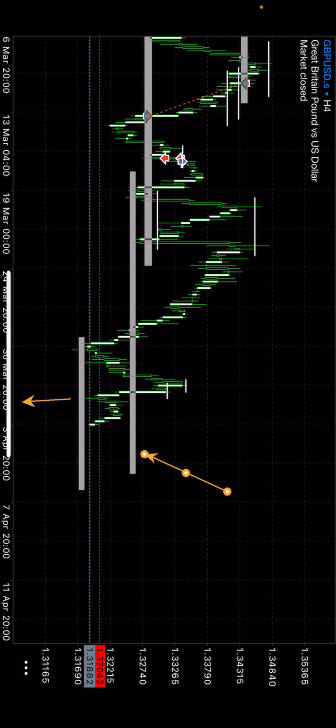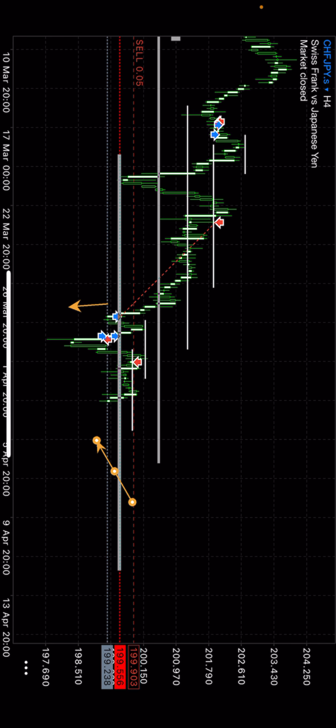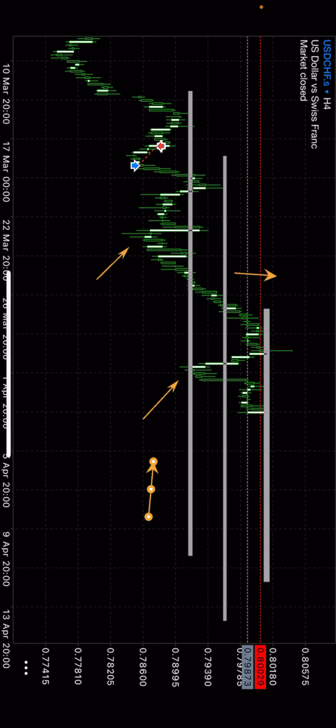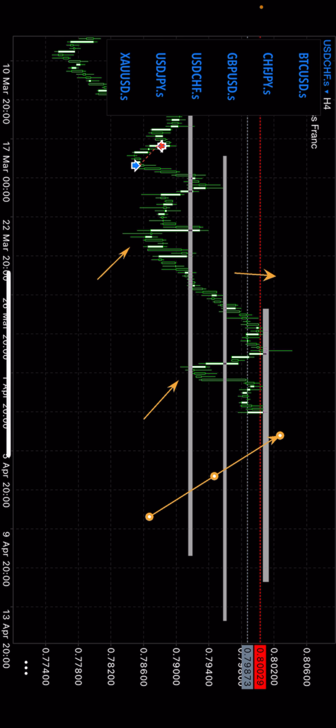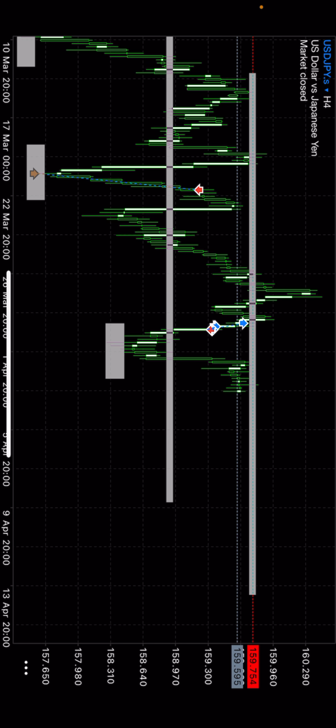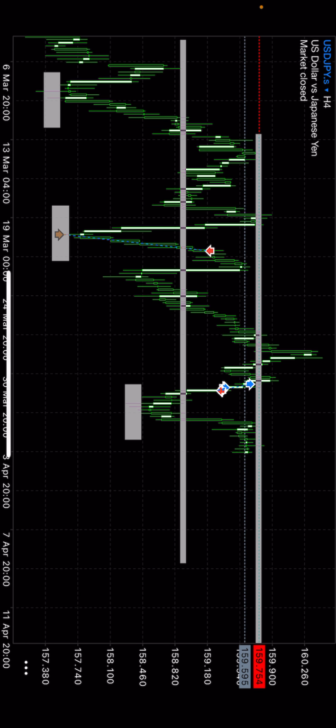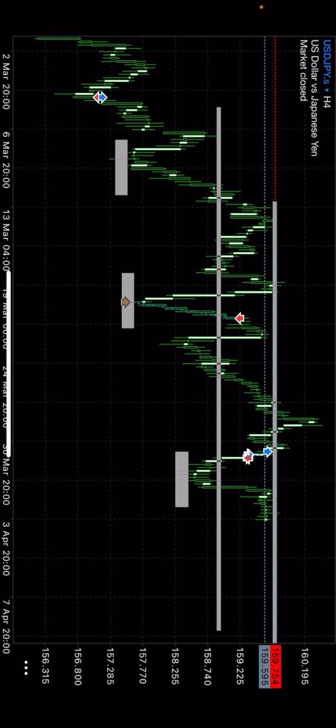So GU is clean. CHF JPY is also clean. USD CHF is also clean. All we have to do is wait for buyers to give us a new indication if they want to continue with the bullish trend. USD JPY is also clean as well. So all we've got to do is wait, man.